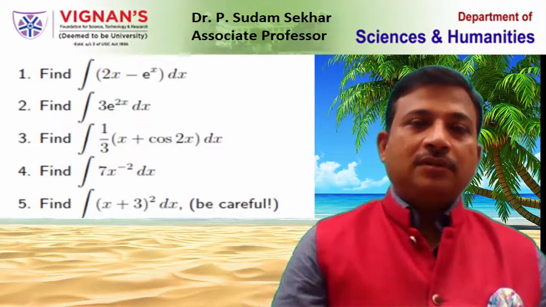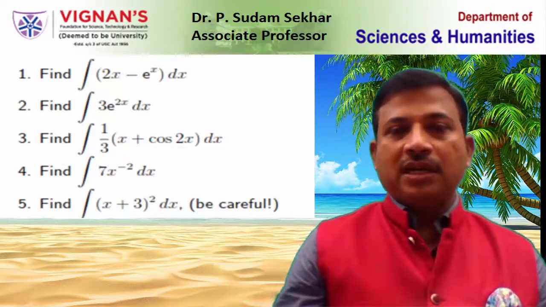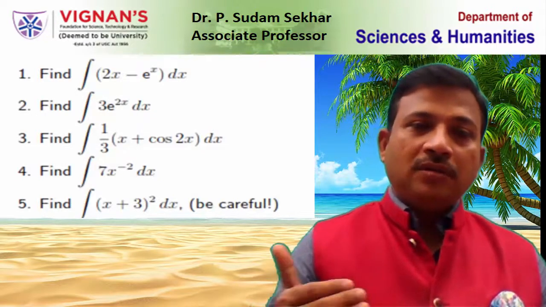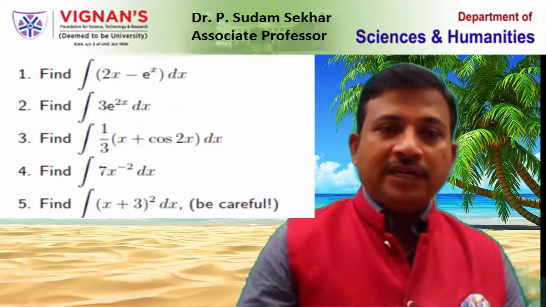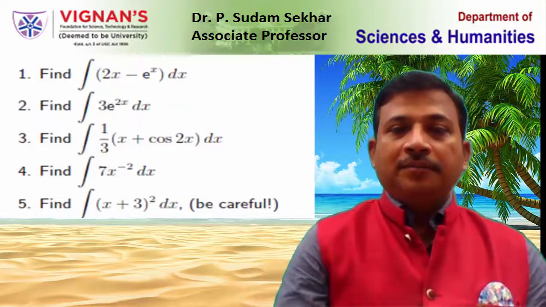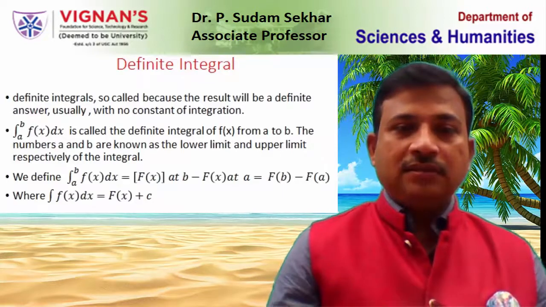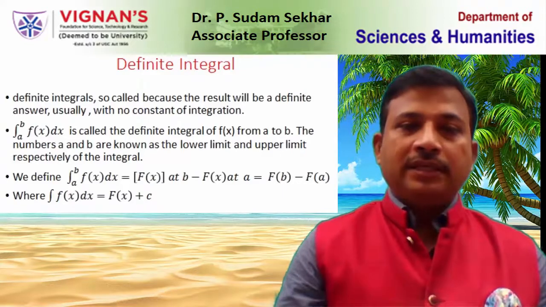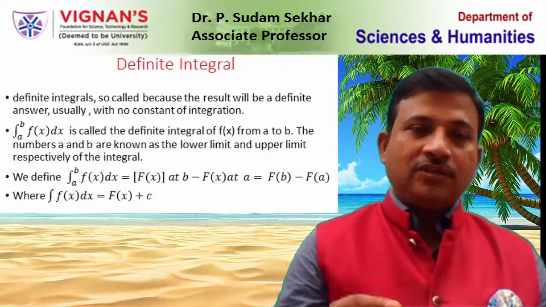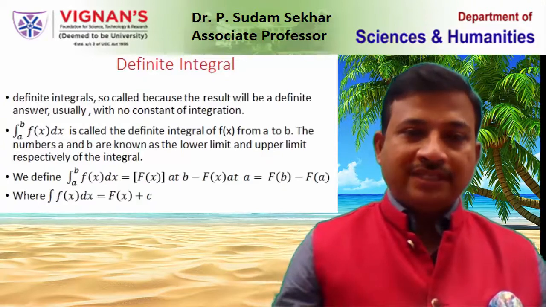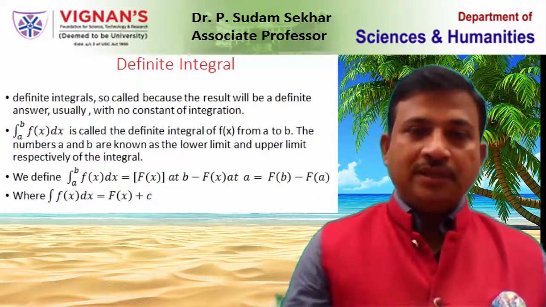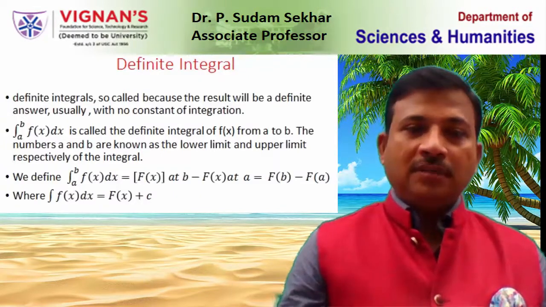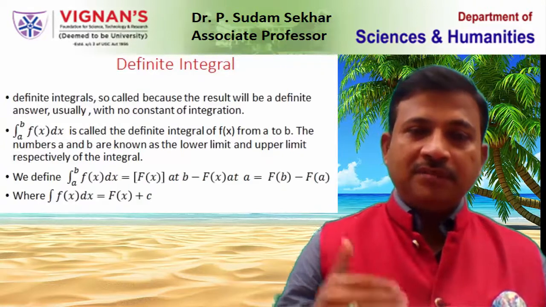So these are all about the indefinite integral, because the integral constant is there in each and every answer. Now we will come to the definite integral. It is called definite integral because the result will be a definite answer, usually with no constant of integration. It is denoted as integration from a to b of f of x dx, where b is the upper limit and a is the lower limit. It's called the definite integral of f of x from a to b.